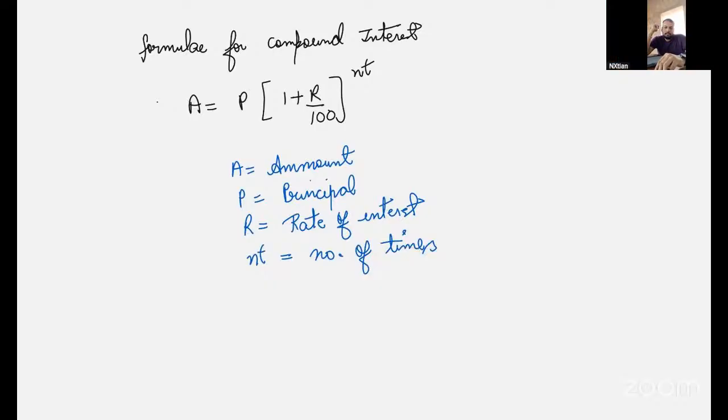Now I will ask Miracle. Miracle, if it is compounded semi-annually. Semi-annually means after 6 months. After 6 months, you have to calculate the interest. And the time period is 1 year.